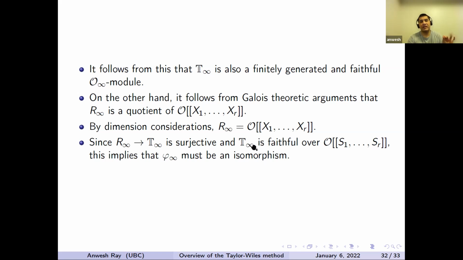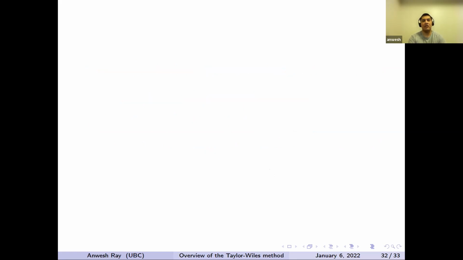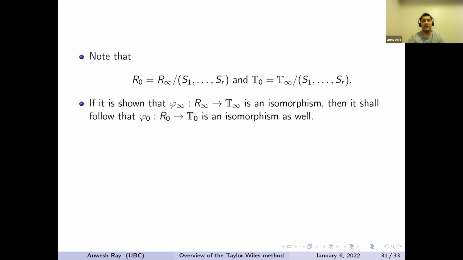But the main ingredient here was the fact that T infinity acts faithfully on this space of modular forms when we go to the inverse limit. So phi infinity is an isomorphism, from which we actually recover that phi naught is an isomorphism at the minimal level.